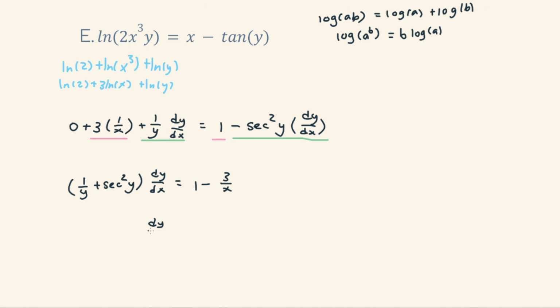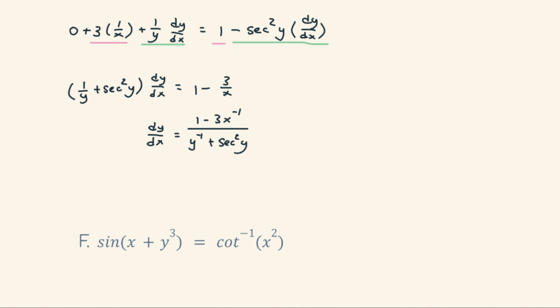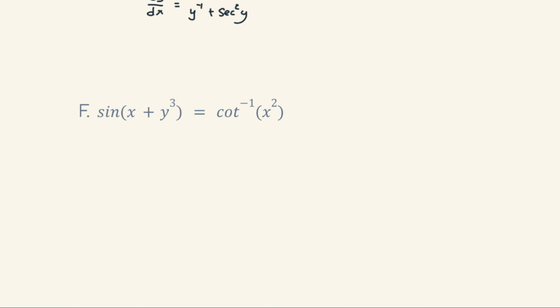So dy over dx is equal to, I'll write this as x to the minus 1 because I don't like having fractions on top of fractions. That just looks awful, to be honest. And same over here with this 1 over y, I'll write that as y to the minus 1, plus secant squared y. And that's all you've got to do for question E. On to question F then.